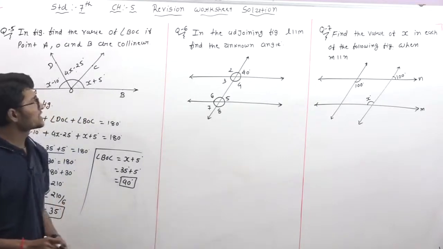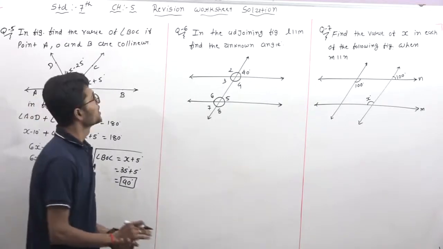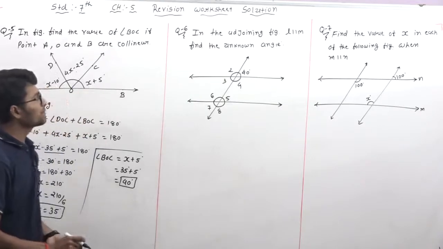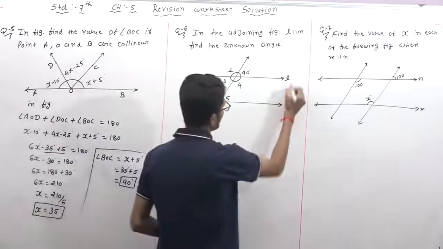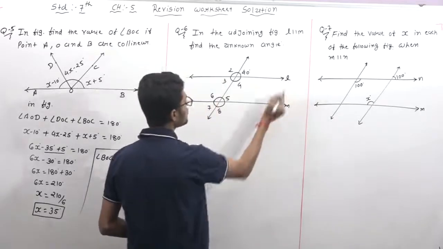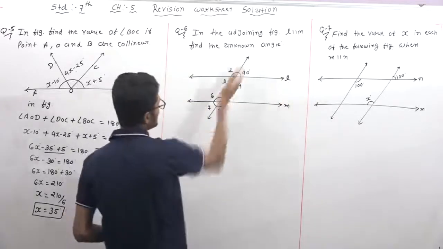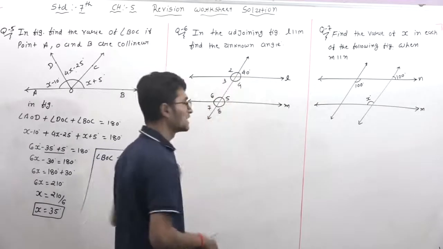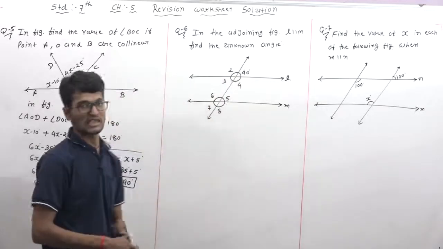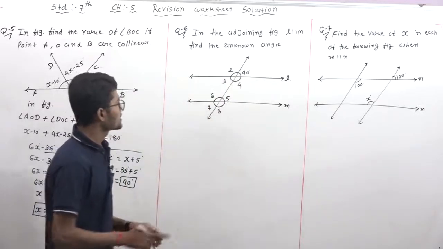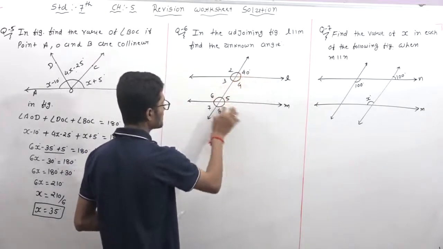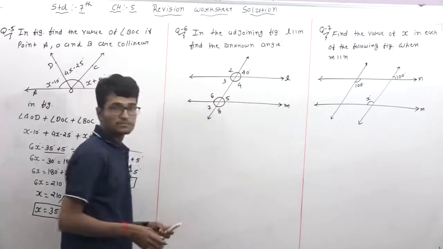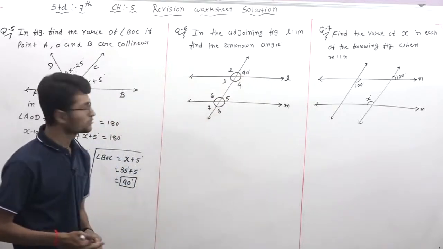Now our next question is question number 6. In the adjoining figure, L parallel M, find the unknown angle. So this one is our L and this one is our M. It means these two lines are parallel and another line intersects line L and line M. It means it is a transversal line. Okay. So let's start. Here one angle is given, this one is 40. Find the other, the unknown angle. Okay.